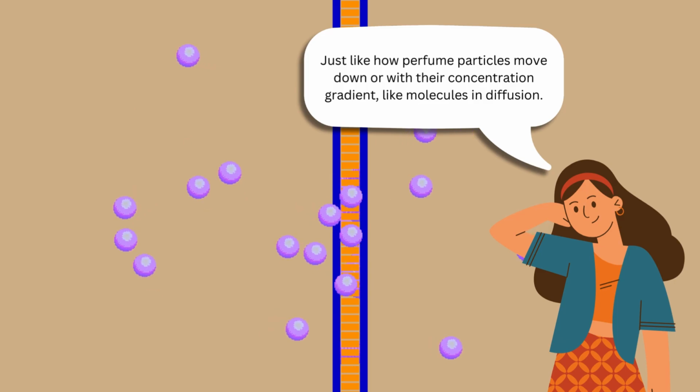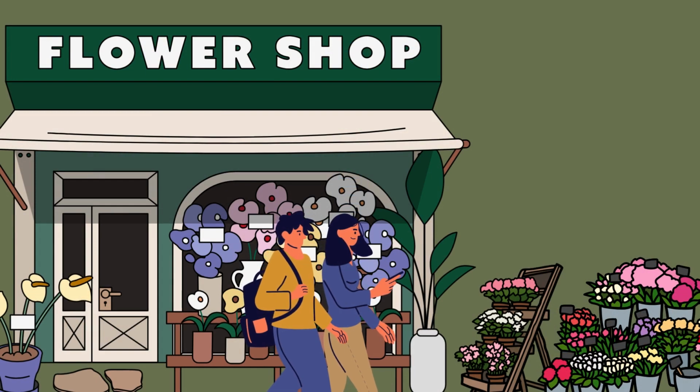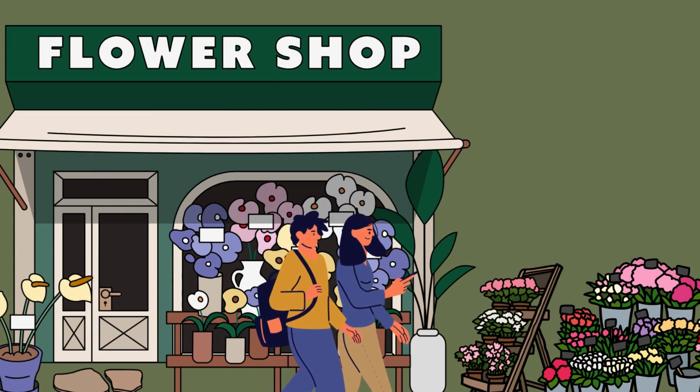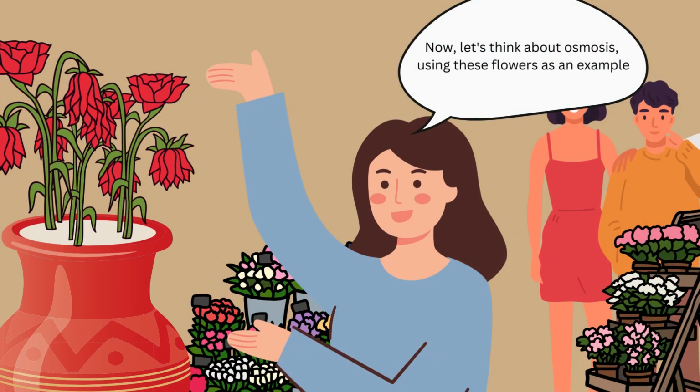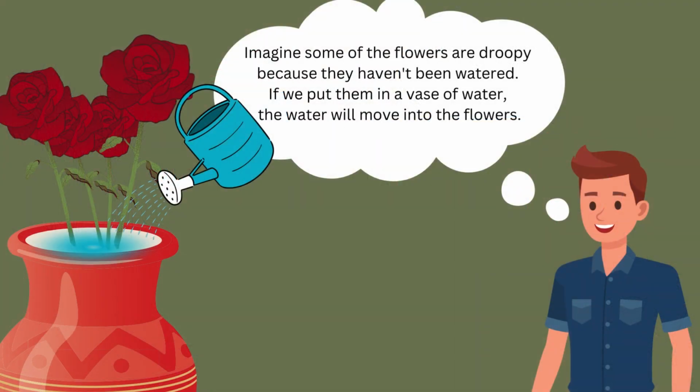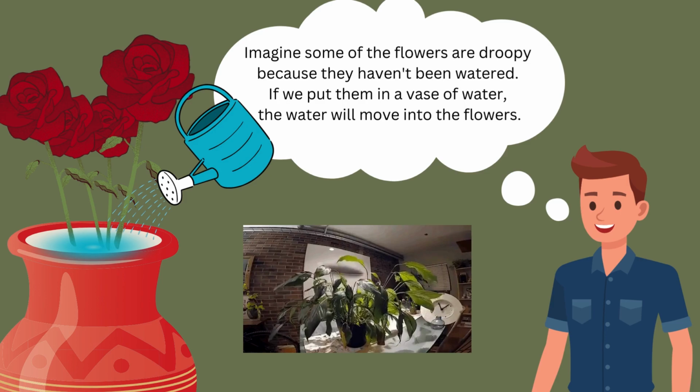They moved on and stopped by the flower section, where some wilted flowers caught Lena's attention. "Now, let's think about osmosis, using these flowers as an example," Lena said excitedly. Jake thought for a moment. "Imagine some of the flowers are droopy because they haven't been watered. If we put them in a vase of water, the water will move into the flowers."